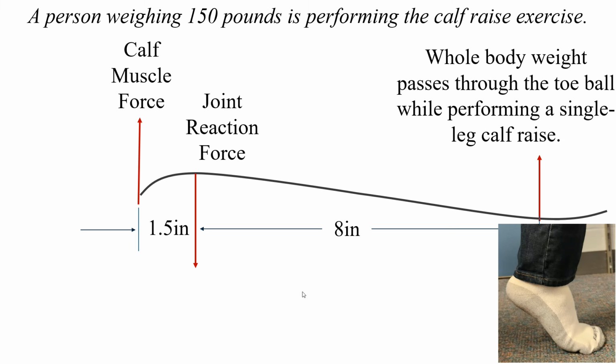For this scenario, this calf raise exercise, we're trying to find out the calf muscle force, also the joint reaction force. They're both unknown. We don't know the calf muscle force and also the joint reaction force. So we're trying to find out that. The only information we know is the person is 150 pounds, and that 150 pounds goes downwards through the toe ball when you perform a calf raise exercise, and then you get the exact same ground reaction, which is 150 pounds. So that force is known, and there are distances we can measure that are known as well.